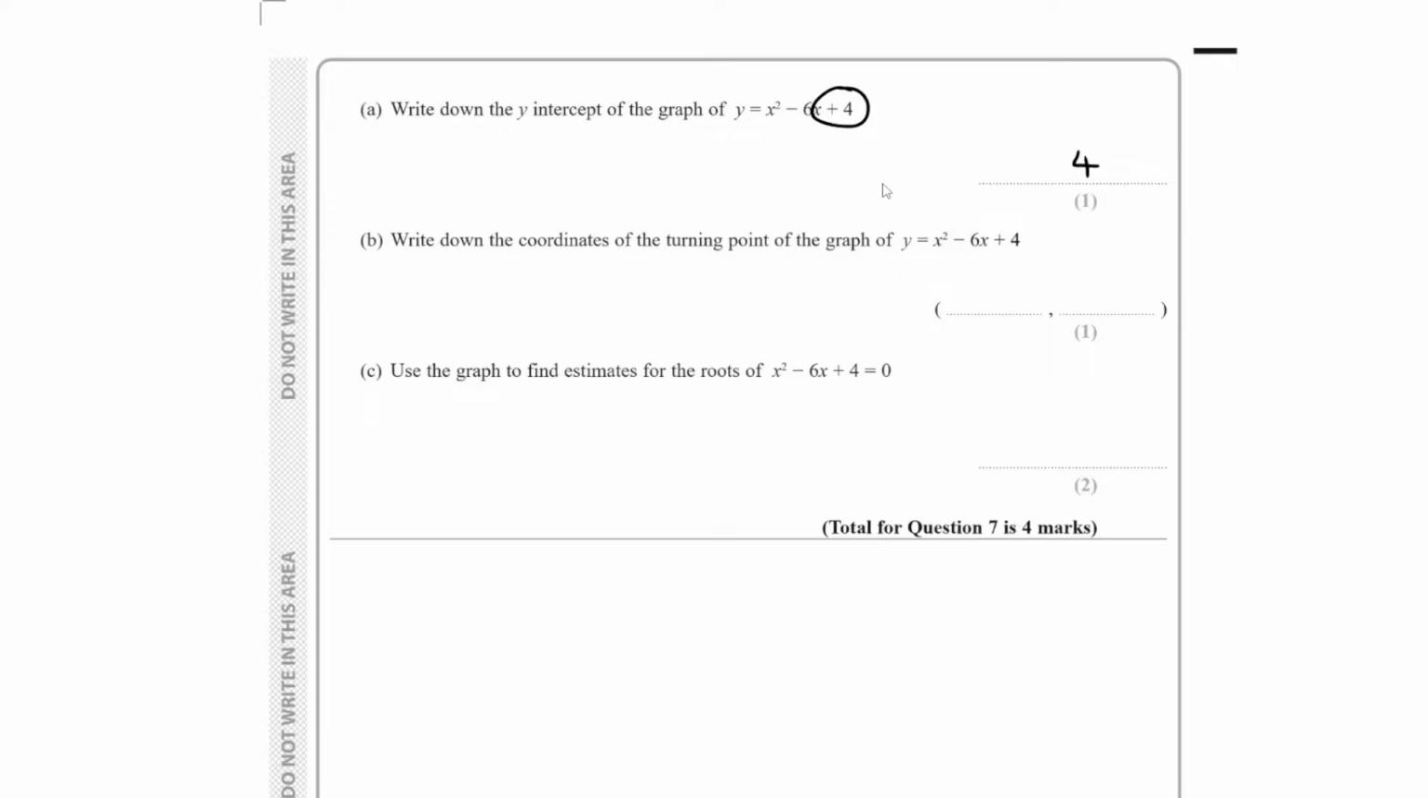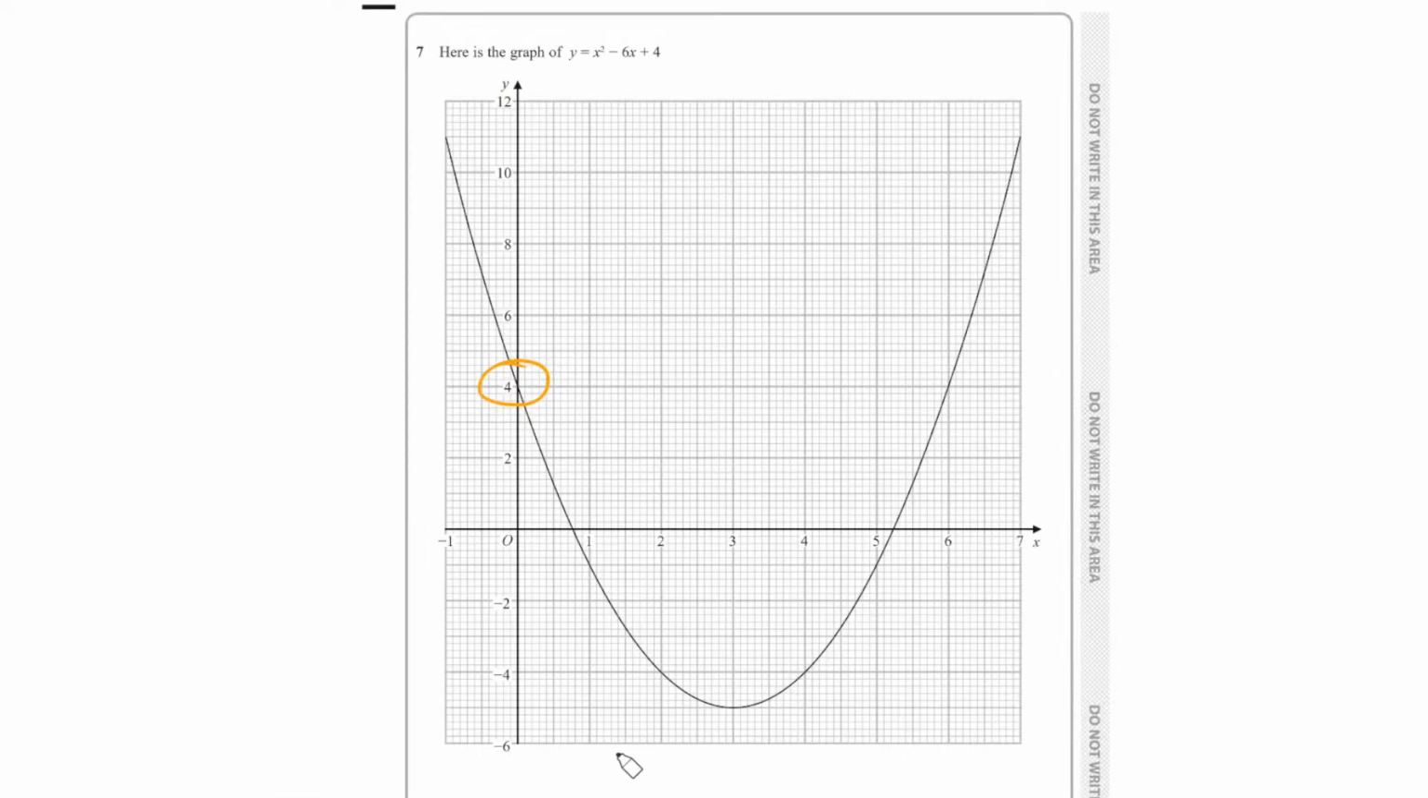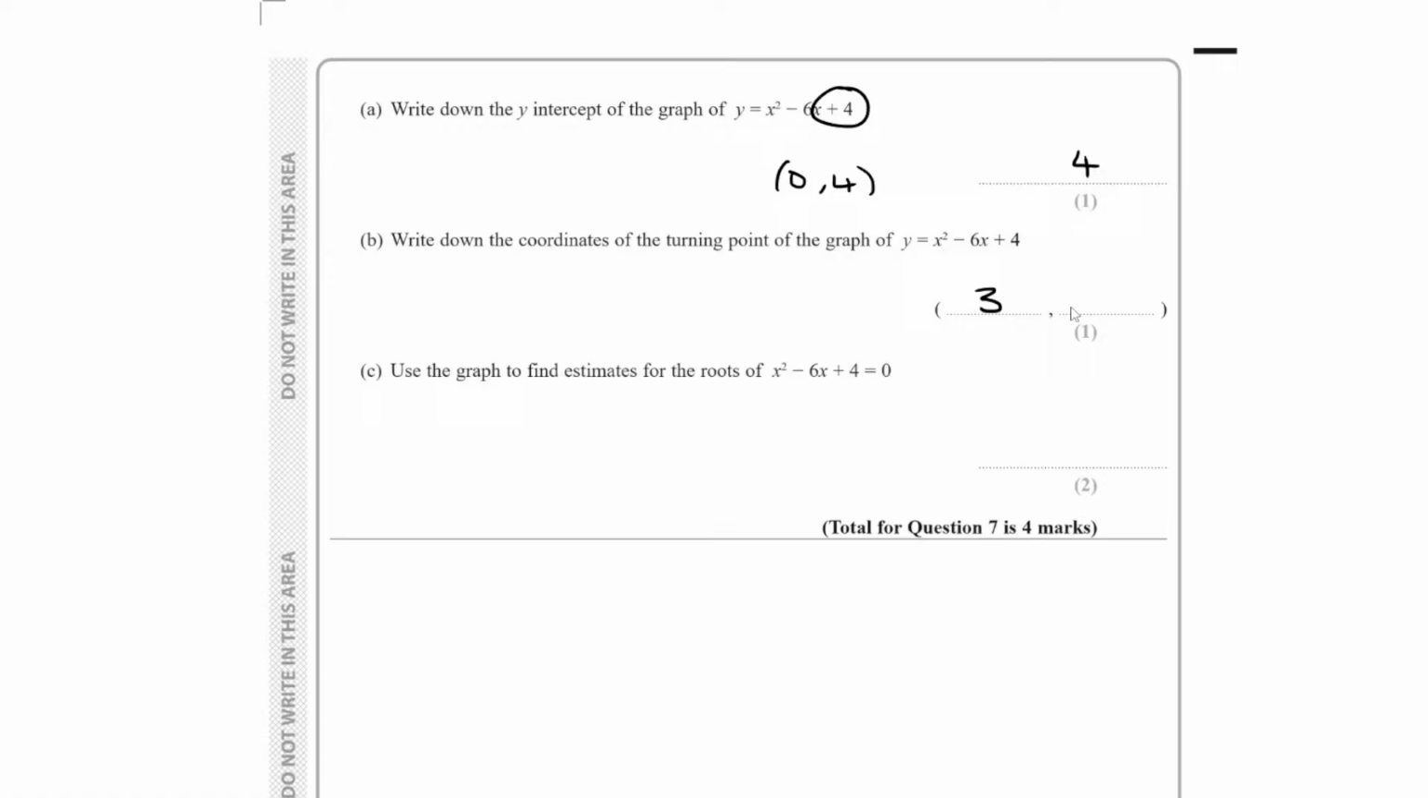It will allow it if you put the coordinates, like 0, 4, also fine. If you just put 4, also fine. Write down the coordinates of the turning point. So that one you just go back, and I think you had a question like this in your first exam anyway, so they probably won't ask this again, but you would just look at it, right? So obviously that's 3 there on the x, and then on the y, minus 5, isn't it? So 3, minus 5. Obviously, you've got to get the numbers the right way around as well.